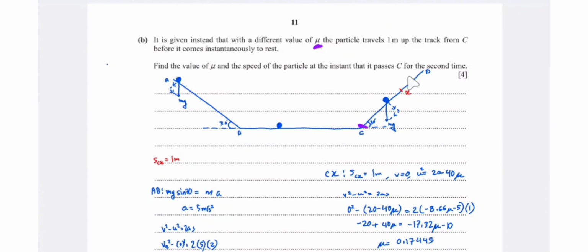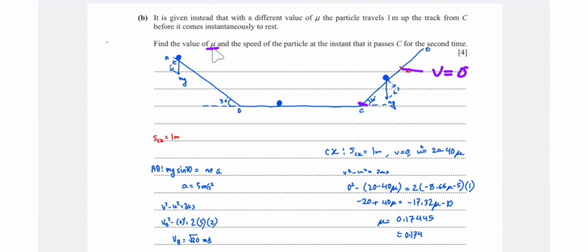Since it travels 1 meter up the track, we consider the distance Cx as 1 meter. After travelling this 1 meter, it comes instantaneously to rest, that is, the velocity at this point is 0. Find the value of mu. So we need to find this different value of mu and the speed of the particle at the instant when it passes C for the second time.